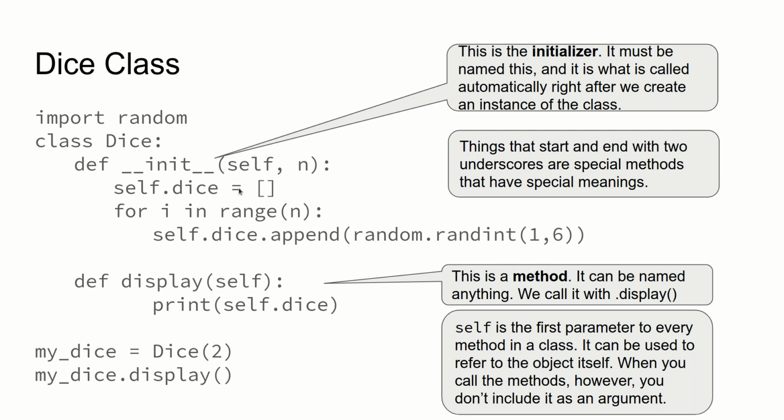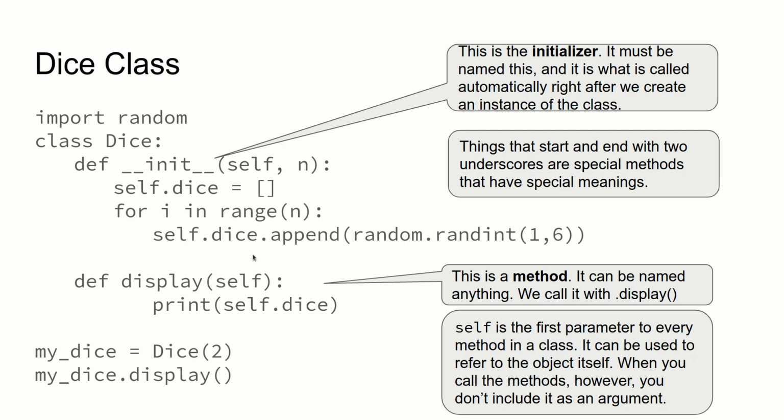So similarly, we've got a constructor or an initializer. It has the name init with the underscores. That's absolutely required for your constructor or your initializer. Same word, just different people call them different things. And then it has a method, also called display here, but again, it could be called anything. It could be called print results or print rolls or something like that if you wanted to.